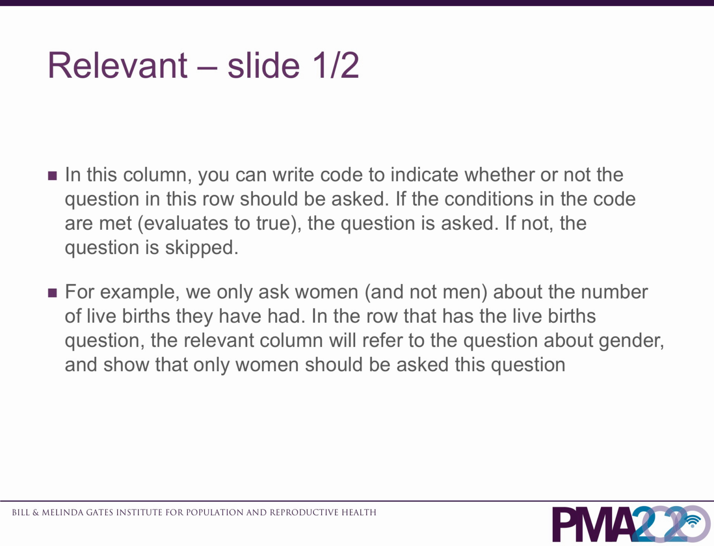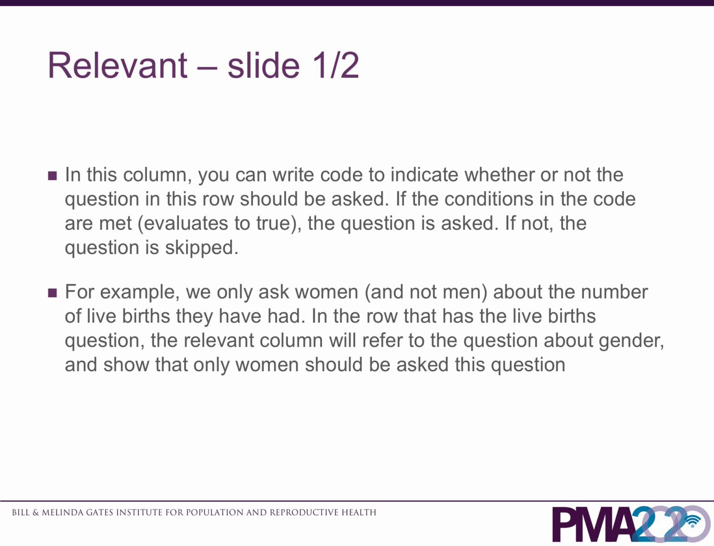Relevant is a column that we add to the survey tab. In this column, you can write code to indicate whether or not the question in this row should be asked. If the conditions in the code are met or evaluate to true or 1, the question is asked. If not, if the conditions in the code evaluate to false or 0, the question is skipped.